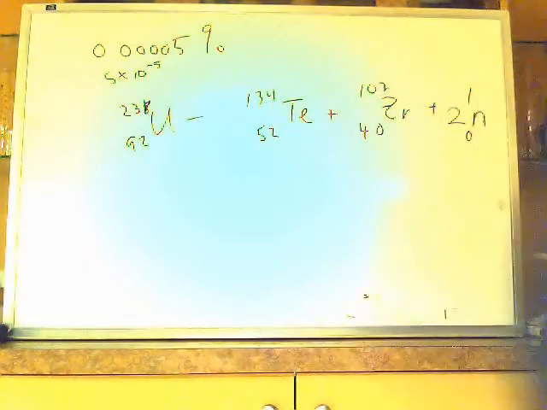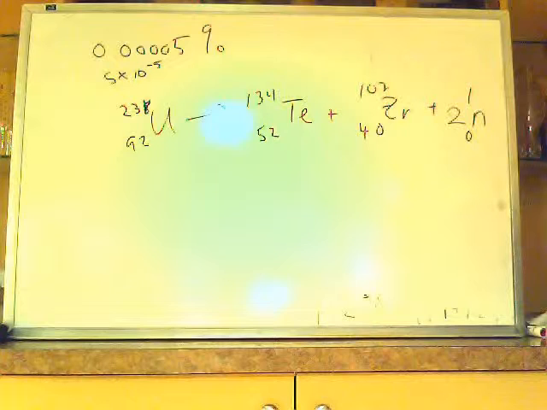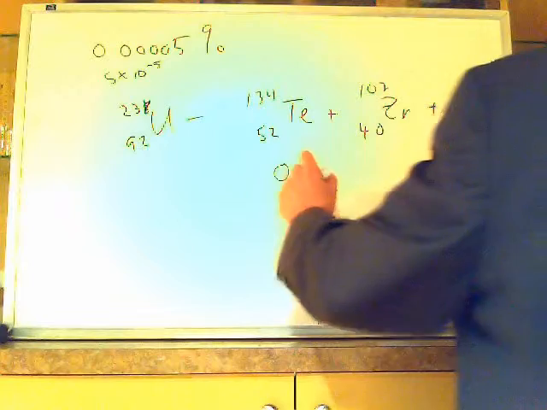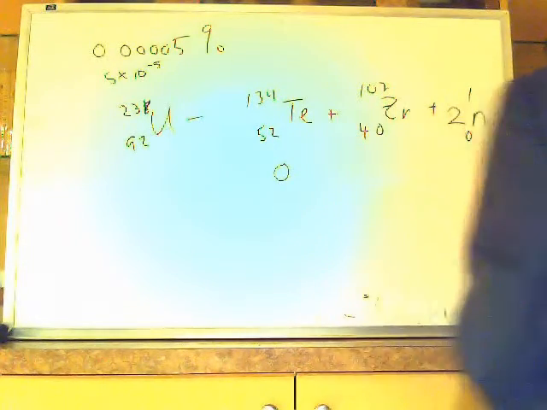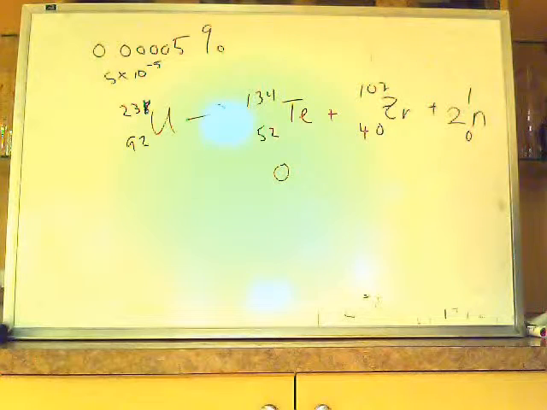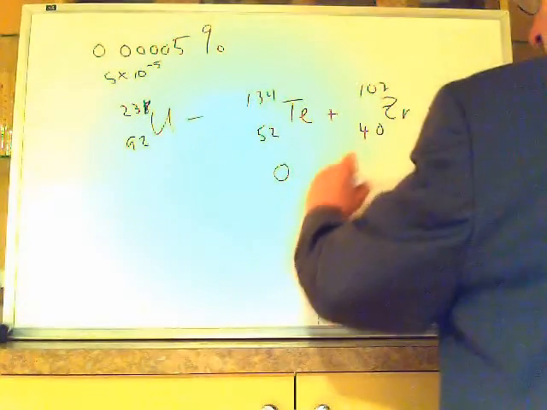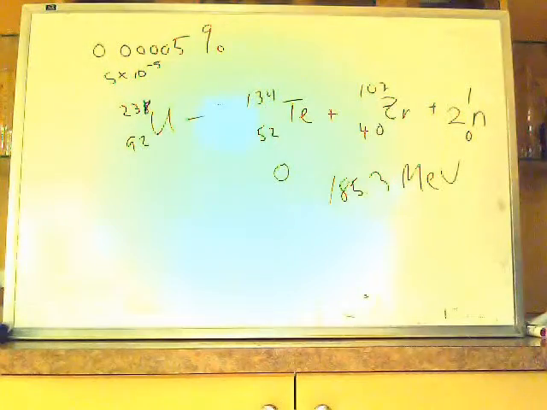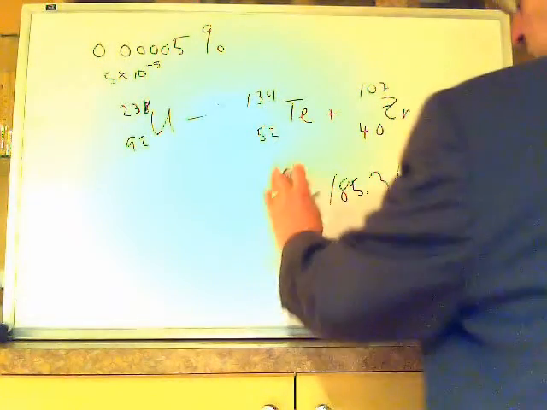So if we actually look at all of these together, if we add up the mass of the reactants and then subtract out the mass of the products, the technetium, the zirconium, and the 2 neutrons, we'll find out that the lost mass is 0.19893. So it's approximately 0.2 atomic mass units. And then, of course, we can use our conversion factor of 931.5 million electron volts per atomic mass unit, and we'll find out that this gives us 185.3 MeV. This is the energy equivalent to the lost mass.